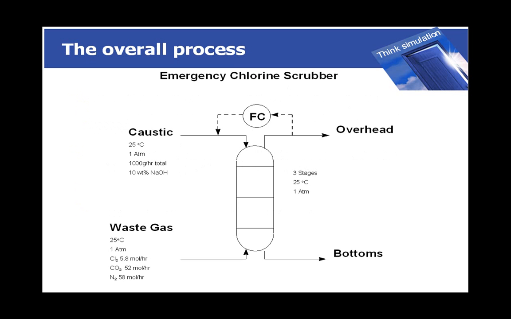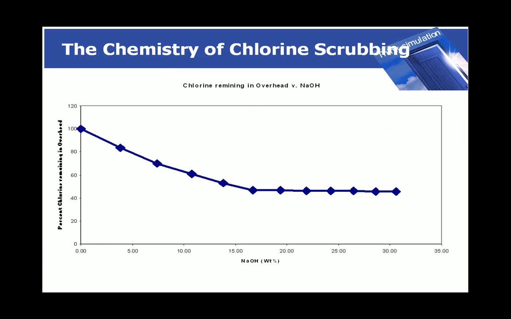This is an overall picture of what we're trying to do. We have a three-stage column which has flow control and feedback control on the top stage, where we're going to specify a total amount of chlorine to be present in the overhead. We have a 10 weight percent solution of caustic along with a waste gas being entered from below. And we'll build this later in ESP. Right now we just want to take a look at the chemistry.